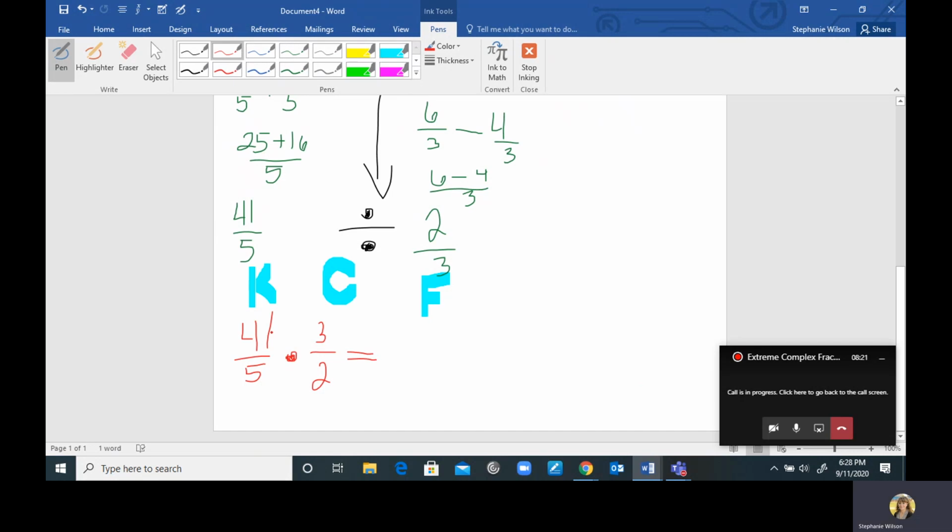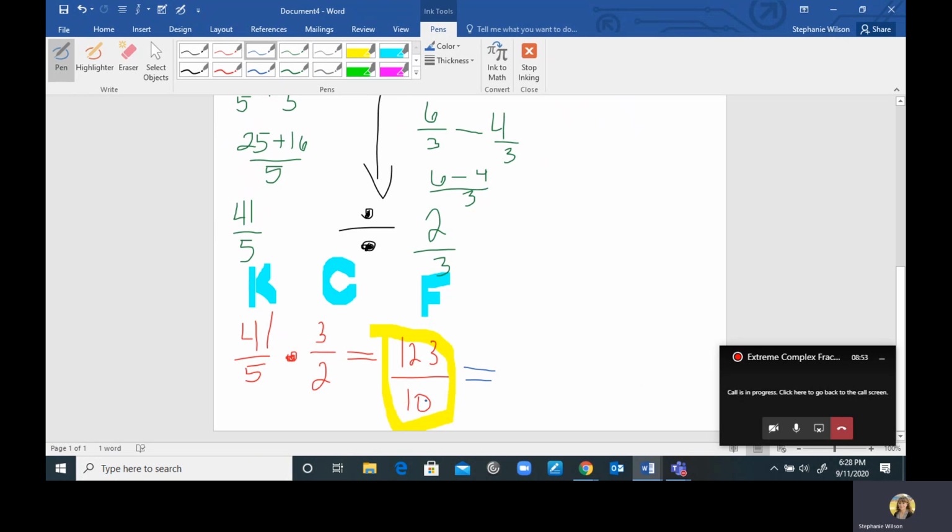I got 41 times 3. So we know that 3 times 1 is 3, and 3 times 4 is 12, so it's 123. 5 times 2 is 10. So here's my answer as an improper fraction. So make sure and read what the directions tell you to do. Let's go ahead and make another step, and let's go ahead and write it as a mixed number.